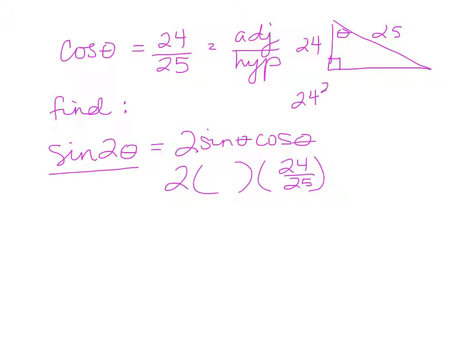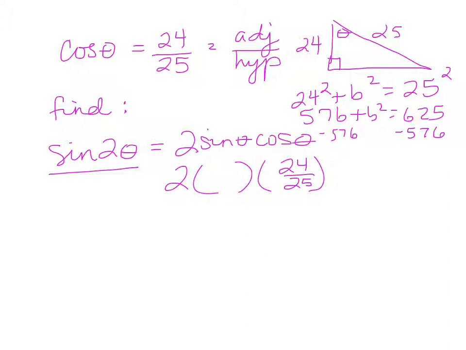24 squared plus b squared equals 25 squared. 24 times 24, 576, equals 625. Subtract your 576, and you get b squared is 49. That's nice. So you get b is 7. So 7 is the opposite side.